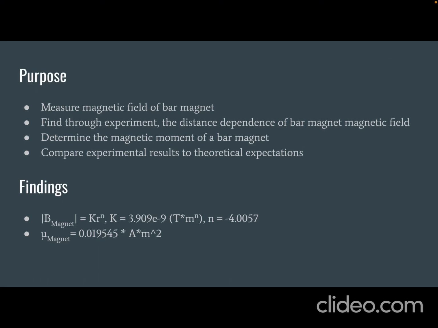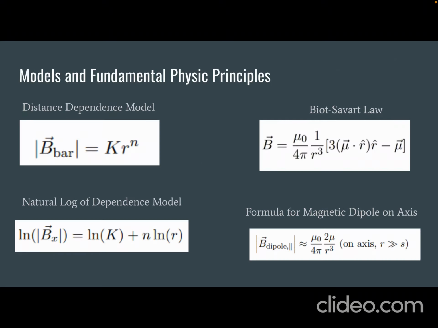And then our findings were that the magnitude of the ball magnet's field can roughly be K r^N, where K was 3.909 times 10 to the negative 9 and N is negative 4. And then the magnetic moment was roughly 0.01954 amperes times meters squared.